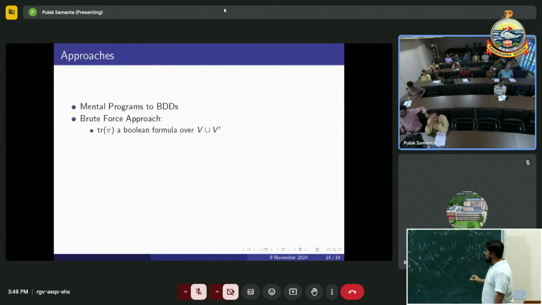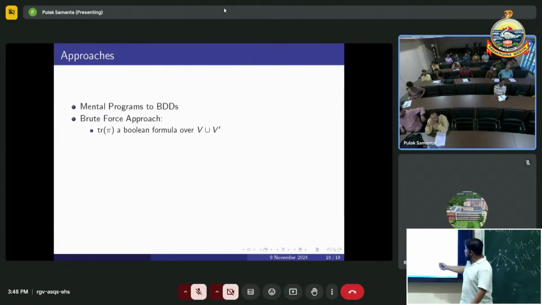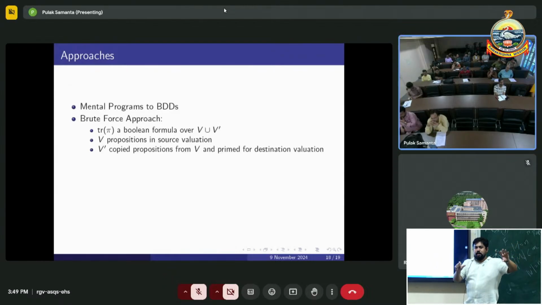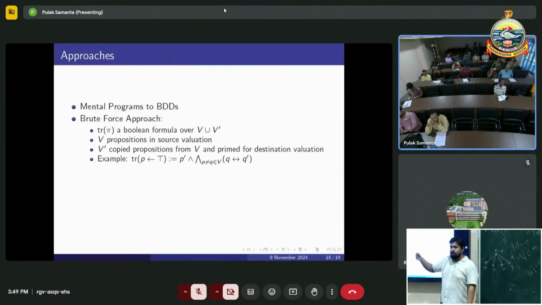So what we do is we tell V to be whatever propositions are supposed to be true in the source evaluation, and V prime to be whatever propositions are supposed to be true in the target evaluation. For example, take P is assigned to true. What was the semantics here? You can relate S to T by P assigned to true if and only if T is equal to S union P.